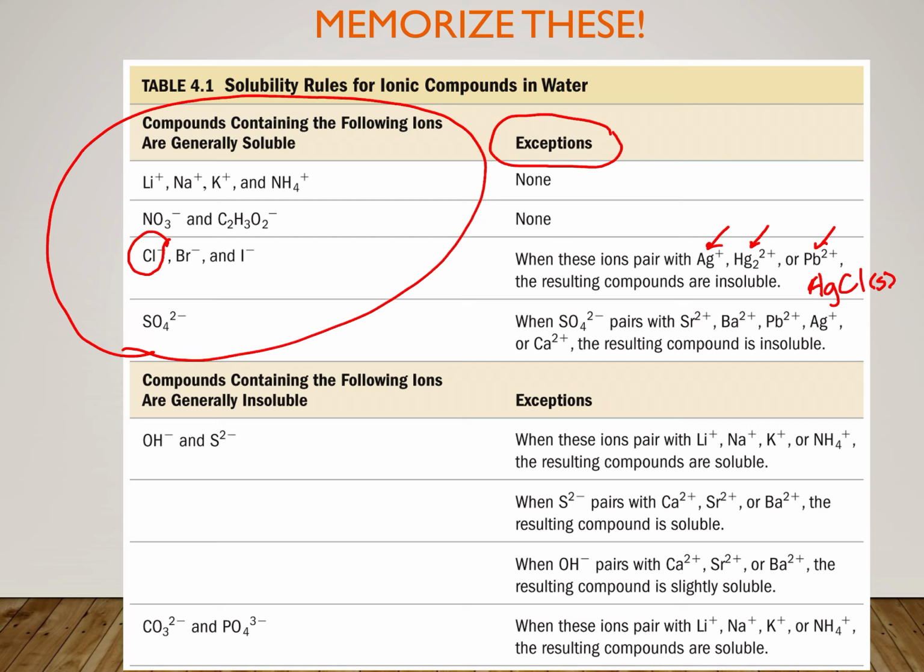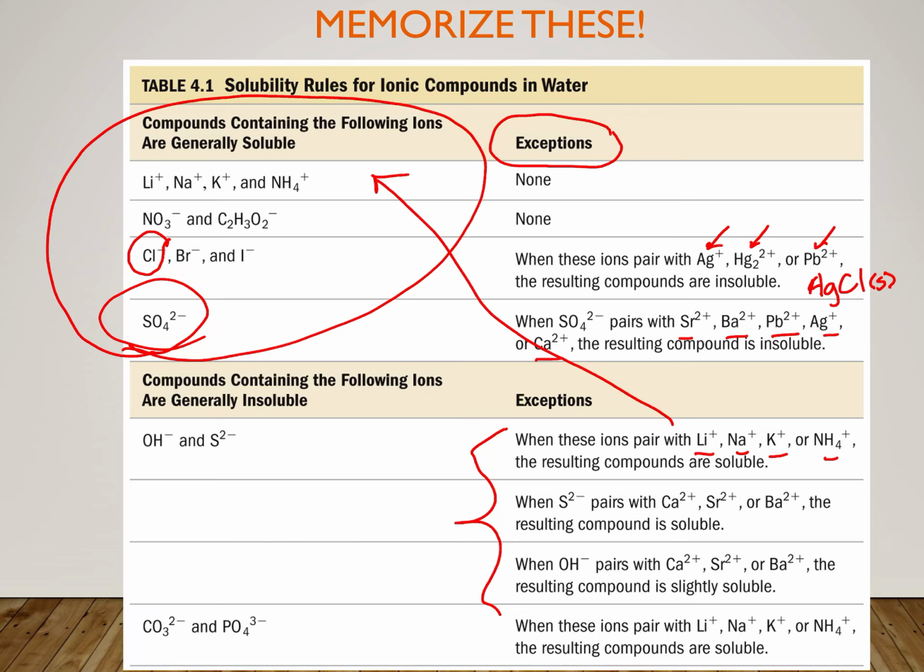So this is how we read this, right? Sulfate is going to be pretty much always soluble except when it's paired with strontium, barium, lead, silver, or calcium, right? Then it's going to be insoluble. The second half of the table shows ones that are generally insoluble. So like hydroxide and sulfide are typically insoluble except when it's got all of these things. Okay. If they are paired with lithium, sodium, potassium, or ammonium, that was our first rule up here, then it's going to be soluble, right?